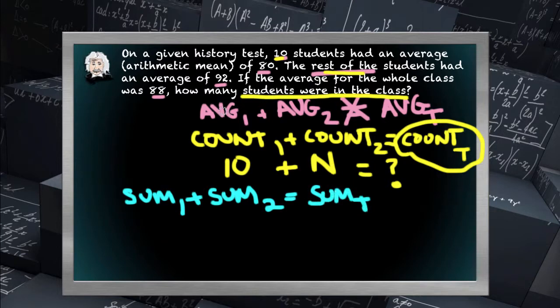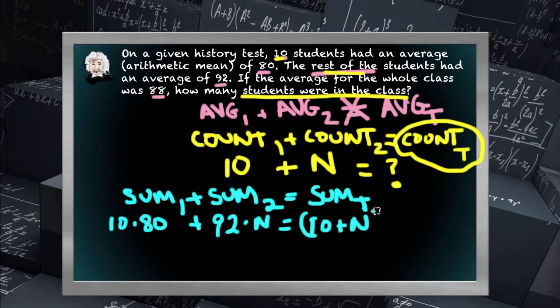And we're given information to calculate the sums. 10 students from group 1 scored a mean of 80. So we know the sum must be the count times the average, which is 10 times 80. And for group 2, we're told they got an average of 92, but we just don't know what the count is. So that's 92 times n, our variable for the number of students. And that equals a total class average of 88, which is going to be a count of 10 plus n, we don't know exactly because we would still have to solve for n, times the average of 88.